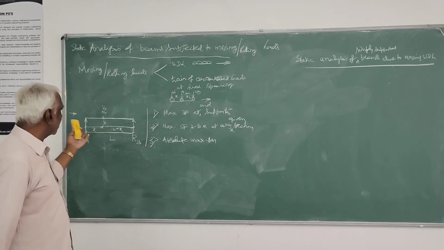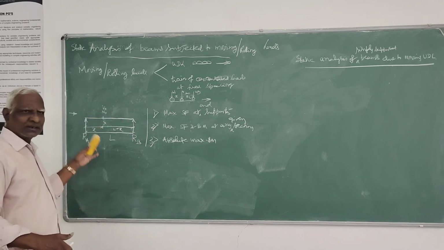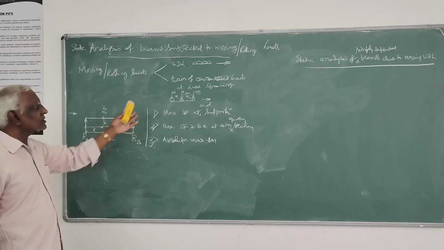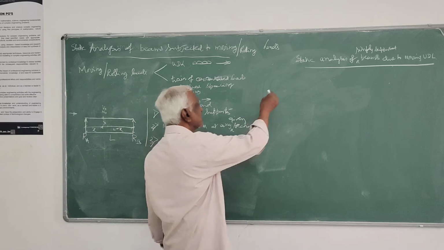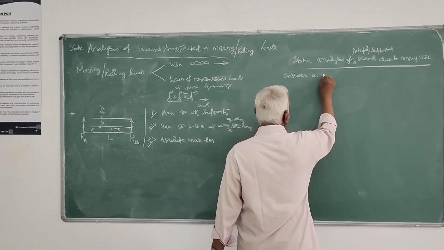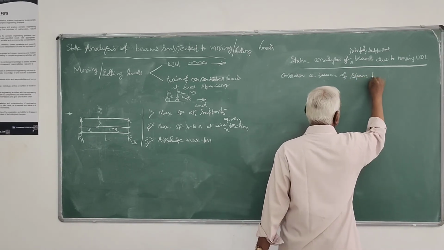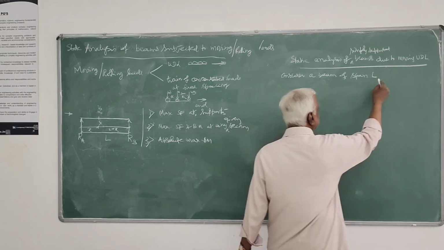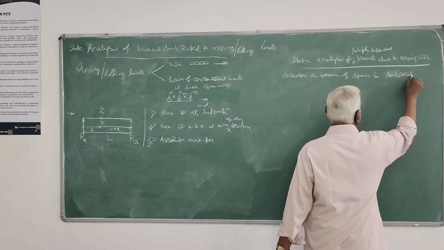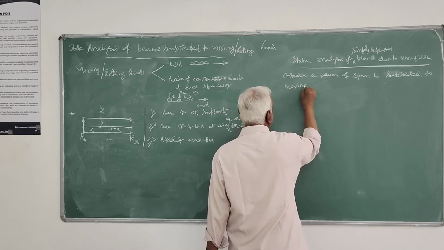And this simply supported beam, you know, has two supports, one may be a hinge and the other a roller always. So now, first, consider a beam of span L, as shown in the figure, subjected to a moving UDL.